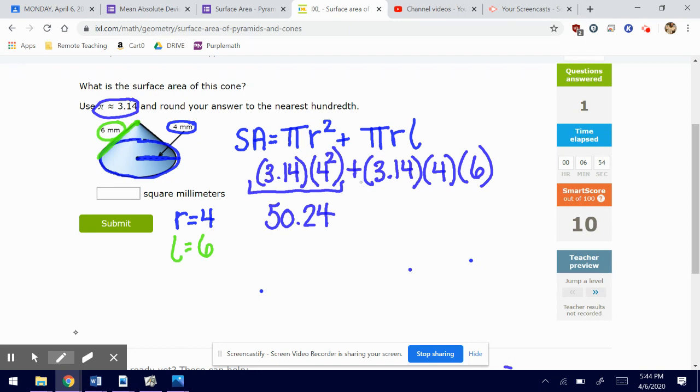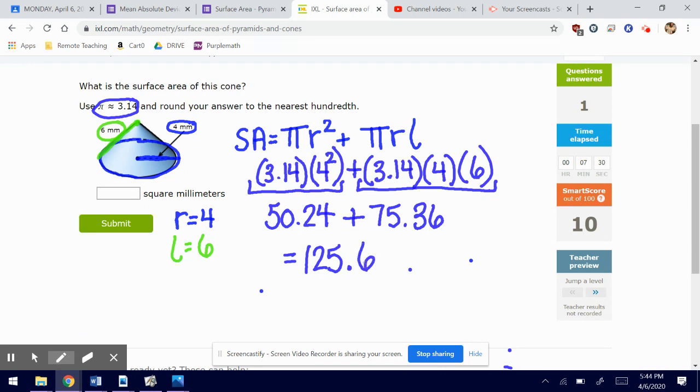50.24. And now I'm going to calculate the second part of that. So I'm going to type in 3.14 times 4 times 6, and that is 75.36. Okay, so now I'm going to add these two together. I'm typing in the calculator 50.24 plus 75.36, and I get 125.6.